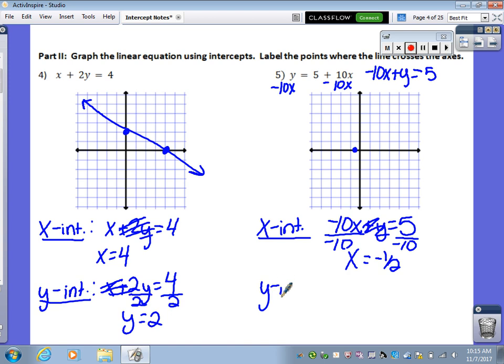And then our y-intercept, pretend that x term is gone. So we know y is 5, so it hits our y-axis at 5, which is going to give me a pretty steep line. Okay? Again, just a shortcut for graphing, much faster than a table of values. If you don't like cover-up method, plug 0 in and solve each time.